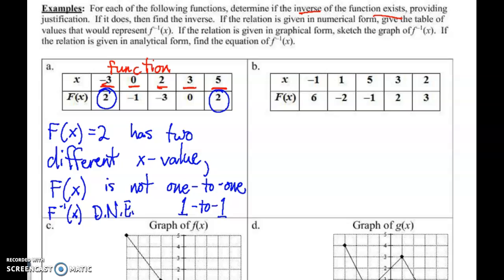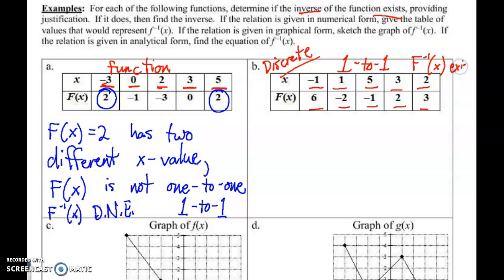All right. As we look at the next function, and again, I'm going to assume this is discrete. It's just a set of ordered pairs for right now. It is a function. None of the x values repeat. And if you look at this, none of the y values repeat. So does the inverse exist? Yes. I'm going to assume it's discrete for right now. It is 1, 2, 1. So the inverse exists.